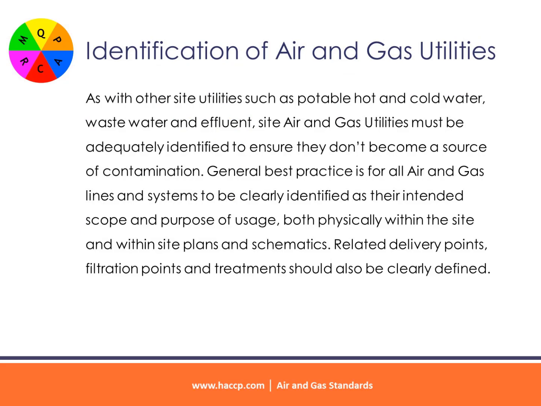Identification of air and gas utilities. As with other site utilities such as potable hot and cold water, wastewater and effluent, site air and gas utilities must be adequately identified to ensure they don't become a source of contamination. General best practice is for all air and gas lines and systems to be clearly identified as to their intended scope and purpose of usage, both physically within the site and within site plans and schematics. Related delivery points, filtration points and treatments should also be clearly defined.